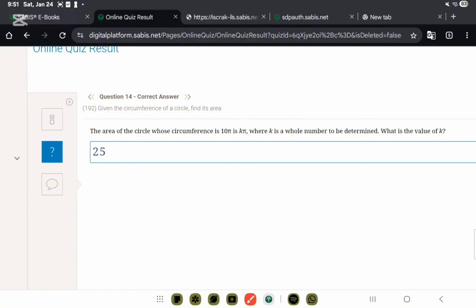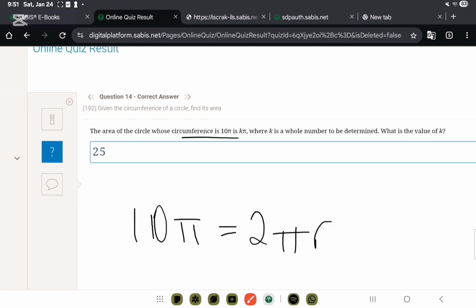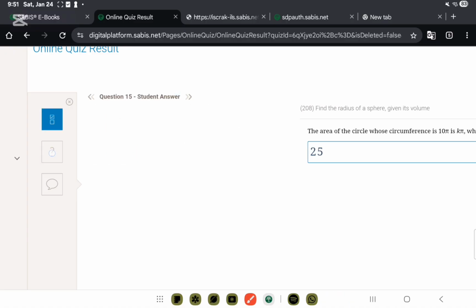Area and circumference. Okay, this is easy. Area is pi r squared. Our circumference is equal to 2 pi r. So it's going to be 10 pi is equal to 2 pi r. So our radius is 5. Square it and you get 25.